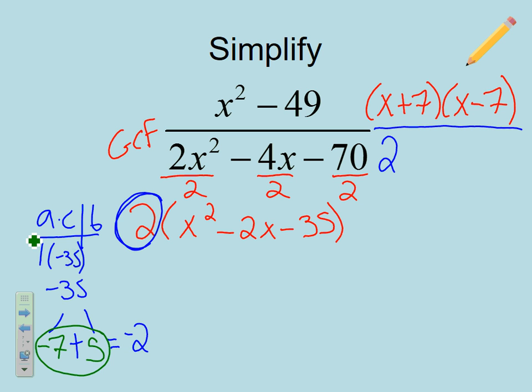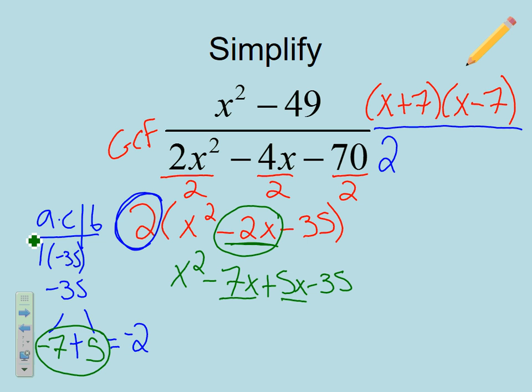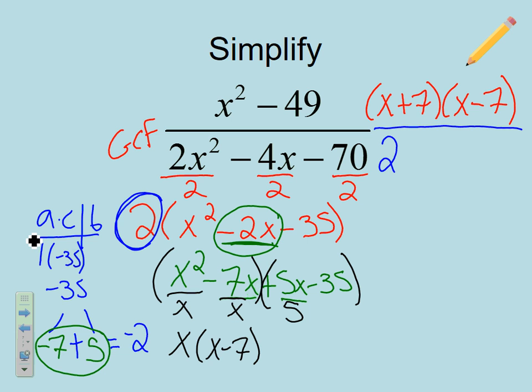Take those 2 numbers and replace it with that negative 2x. So I have x squared minus 7x plus 5x minus 35. These add up to that negative 2x. Now I have 4 terms. Now I can do my grouping. The first part, I can take out an x. So I'm left with x minus 7. Second part, I can take out a positive 5. So I have a positive 5, and I'm left with x minus 7.